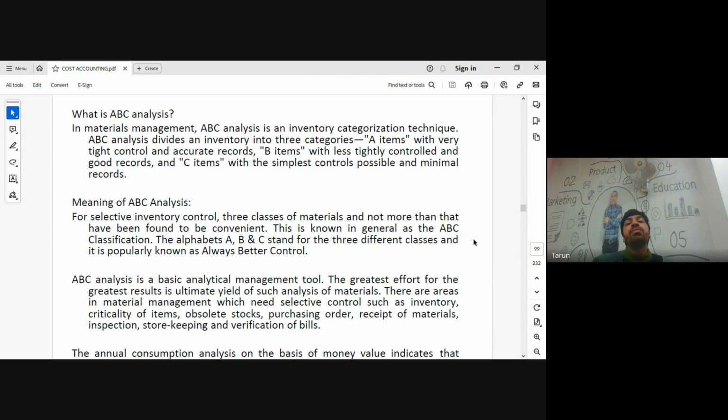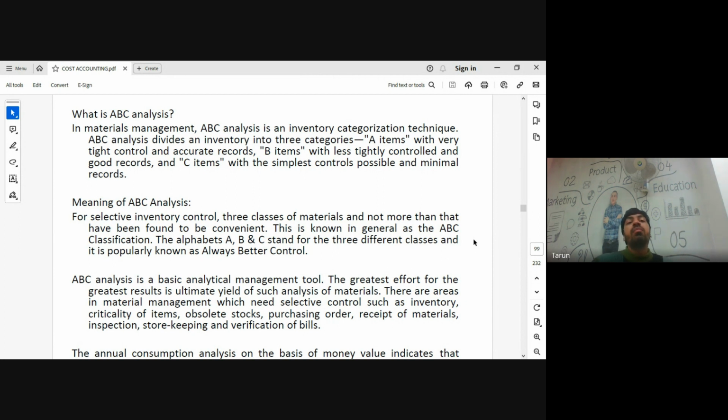So what are A, B, C items? A items always stand for high control and accurate records. B items always stand for less tightly controlled and good records. C items need just simple control and minimum records. So that means C is the lowest category, B is a medium category, and A is the top category of the items of material.